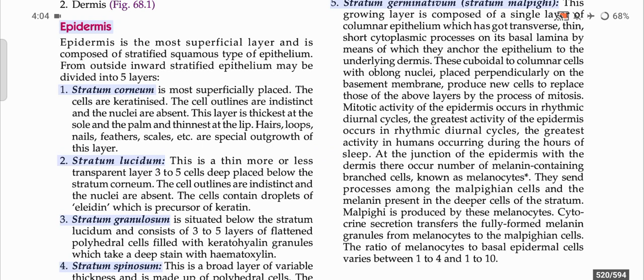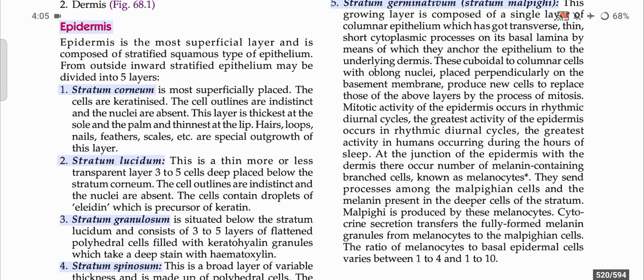So first of all, stratum corneum. Stratum corneum is the most superficially placed layer. The cells are keratinized, the cell outlines are indistinct, and the nuclei are absent. This layer is the thickest at the sole and the palm and the thinnest at the lip. Hairs, horns, nails, feathers, scales, etc. are special outgrowths of this layer.